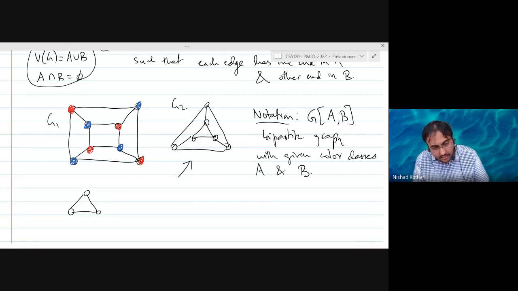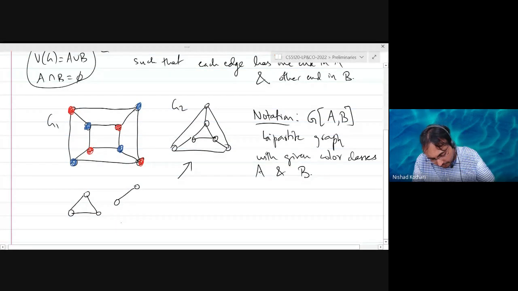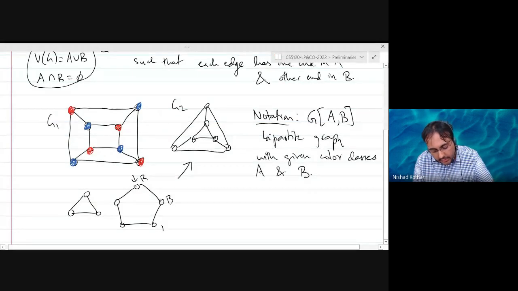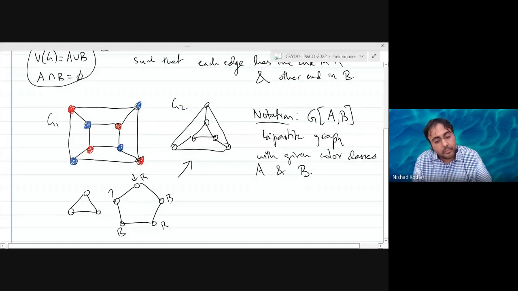In fact, the same problem will appear in any cycle of odd length. You start coloring, you color this red, color this blue, color this red, color this blue, and now you are in trouble here at the last vertex. So in particular, if your graph contains an odd length cycle, I haven't defined a cycle, but you see what it is, and probably you've seen it in previous courses, then it cannot be bipartite.